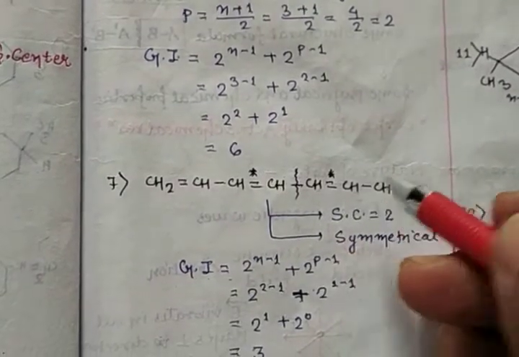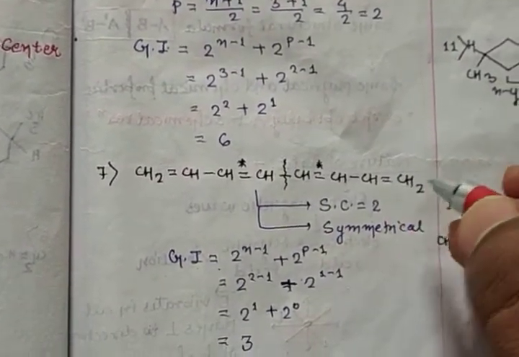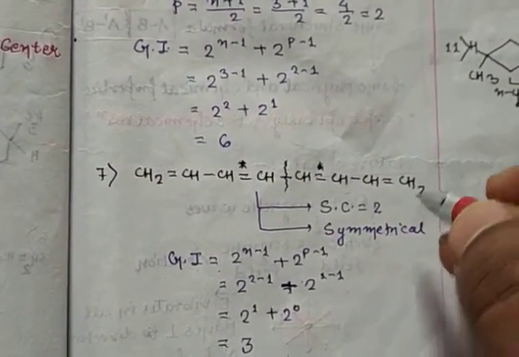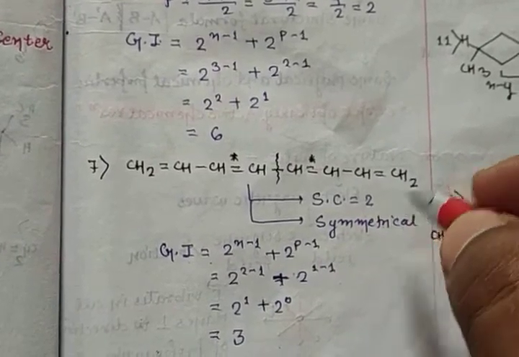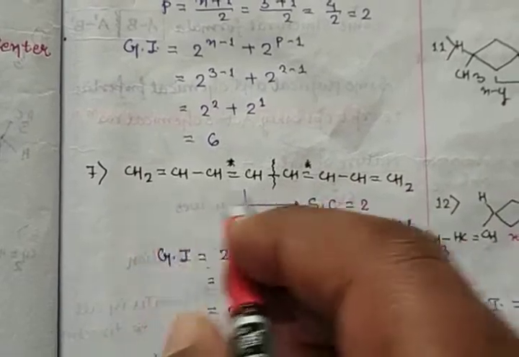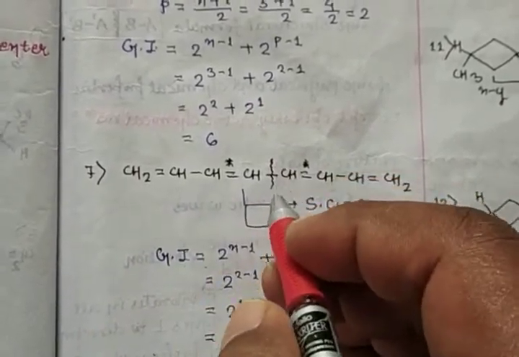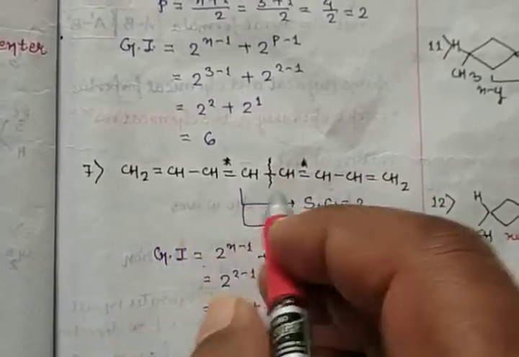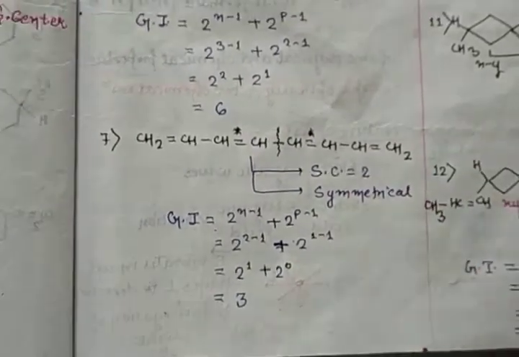Same as for this, and this carbon does not show because both sides are hydrogen. So that compound does not show geometrical isomerism. So only 2 stereo centers and both sides have a similar group. Just cut on that carbon. So this is perfectly symmetrical. So symmetrical, again there are 3 isomers. Clear? Same for this.